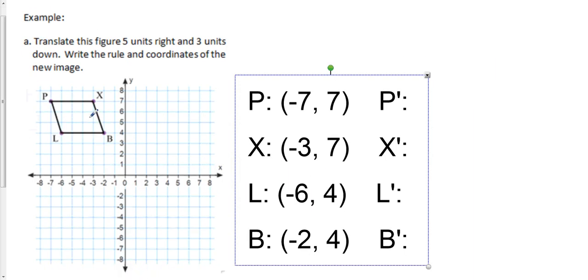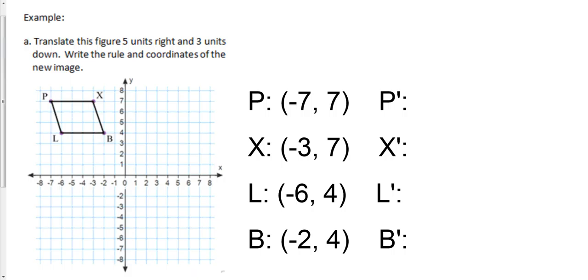So for example, if we need to translate this figure 5 units to the right and 3 units down, we need to write the rules and the coordinates. Well, for our rule, we always start with T of (x, y).